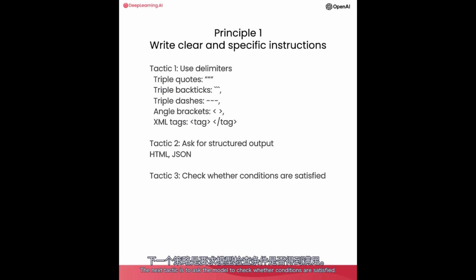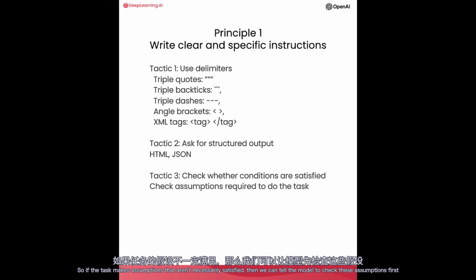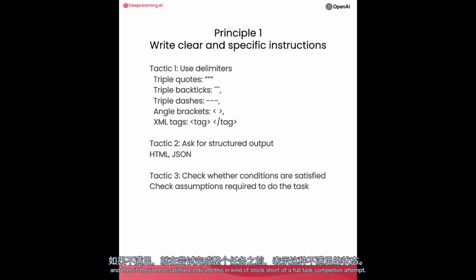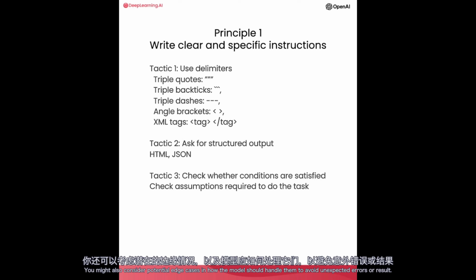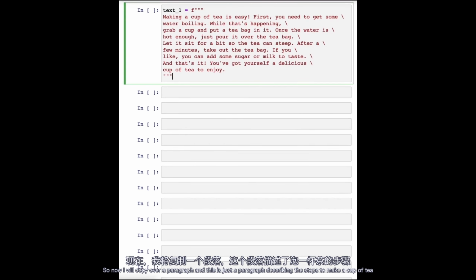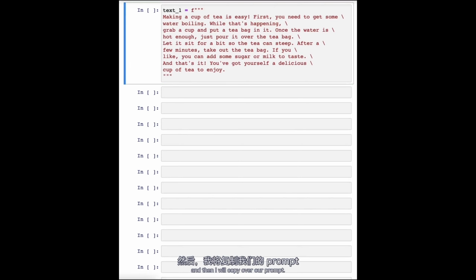The next tactic is to ask the model to check whether conditions are satisfied. If the task makes assumptions that aren't necessarily satisfied, then we can tell the model to check these assumptions first, and if they're not satisfied, indicate this and stop short of a full task completion attempt. You might also consider potential edge cases and how the model should handle them to avoid unexpected errors or results. So now I will copy over a paragraph describing the steps to make a cup of tea. And then I will copy over our prompt.